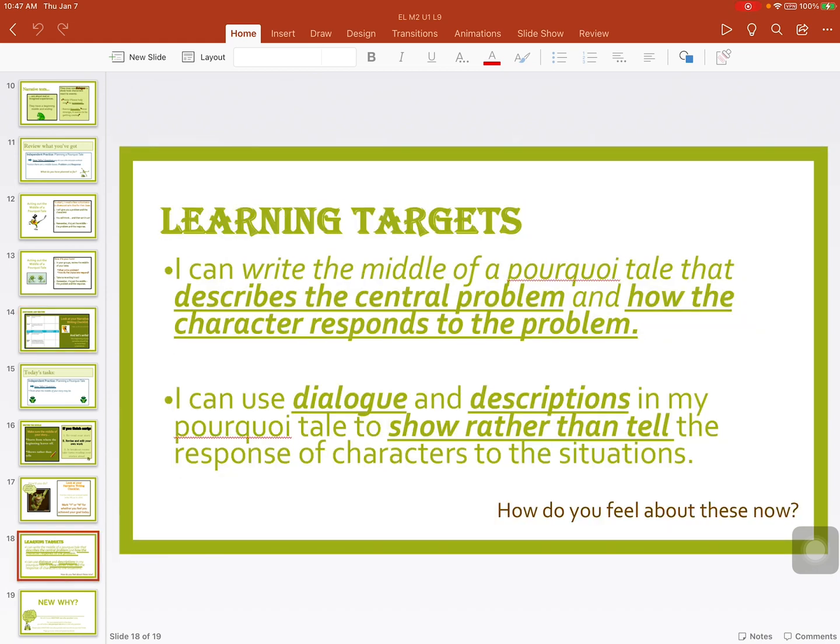So let's go back to our learning targets and think about if we have achieved them. I can write the middle of a Pourquoi tale that describes the central problem and how the character responds to the problem. Did you do that? If you didn't, that's okay, but you can go back and fix it right now. I can use dialogue and descriptions in my Pourquoi tale to show rather than tell the response of the characters to the situations. If you did not use dialogue, go back and add that. Now, how do you feel about doing these things now?